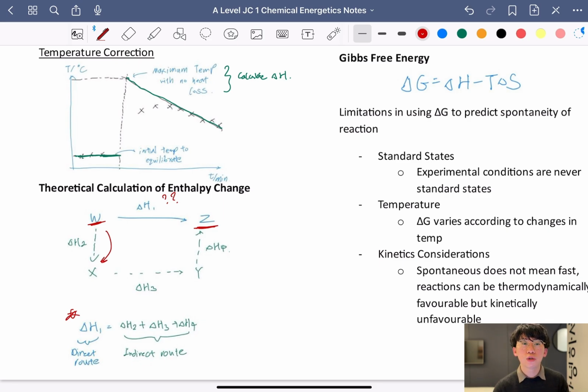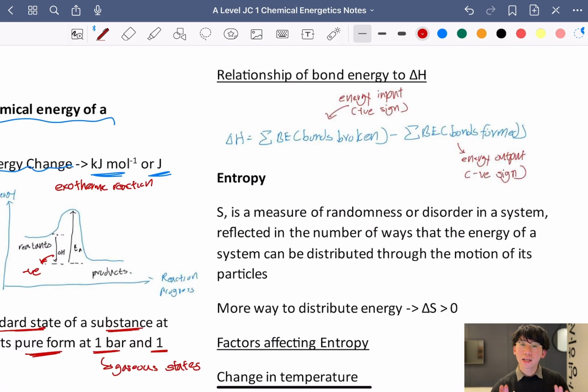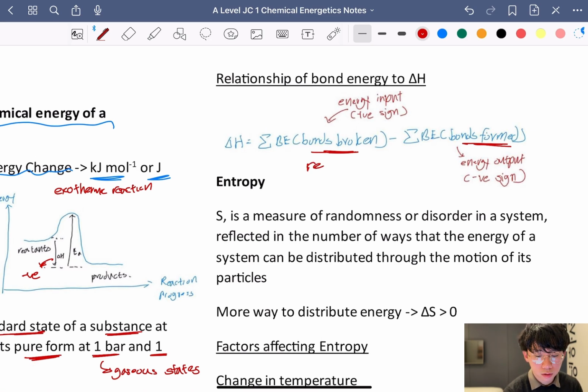And in order to do that, you need to know all the enthalpy change definitions and how to apply all of them to get all the equations of the enthalpy changes. Another side equation that you have to know is the relationship of bond energy to delta H. So usually, you can use the bond energies involved in a reaction to determine the enthalpy change. So the sum of all the bond energies of the bonds that have to be broken within your reactants, you can minus the total sum of all the bond energies of the bonds being formed in the products, and this will give you the enthalpy change of the reaction.